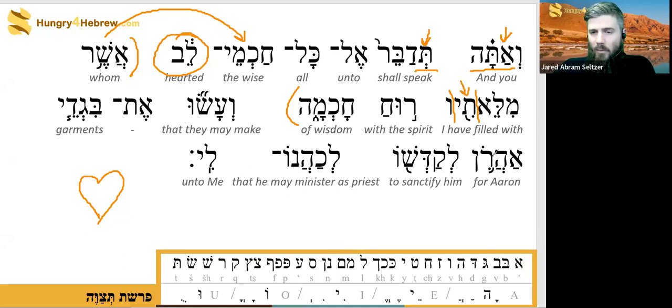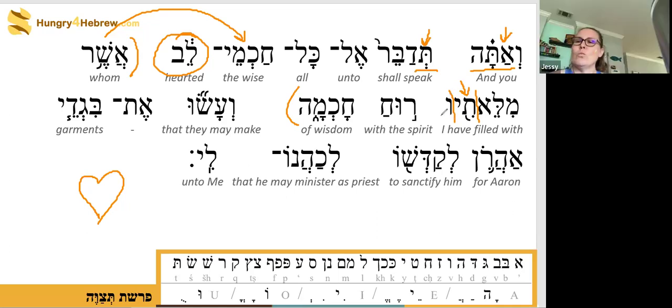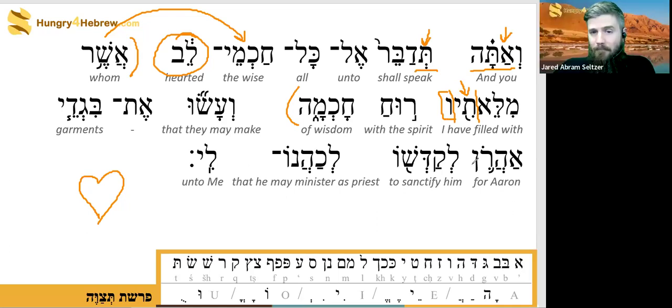T says, I did it. What did I do? Mile. Well, male is to be full, a stative verb, but in the PL, it is making something full. So I have filled. What pronominal suffix has a vav? Him. Now, is the him referring back to some one individual person, or is it filling the heart? It's singular. Maybe it's filling the heart. With what? Ruach chokhmah. A wind, breath, or spirit of wisdom. Same root as chachameh. The wise ones have a spirit of chokhmah, wisdom.